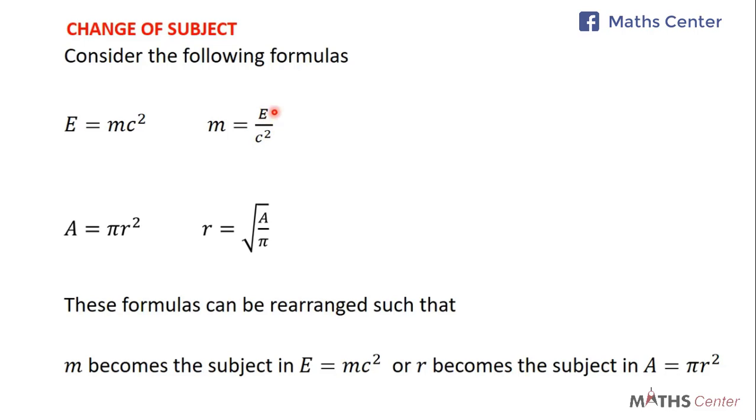Then all you need to do is to substitute them into this new formula. So where you see E, you put the new value. Let's say that after changing this subject, they tell us to calculate for M when E is equal to 2 and C is equal to 1. Wherever you see E, you replace it with 2. Wherever you see C, you replace it with 1, and you'll be able to find the new value for M.